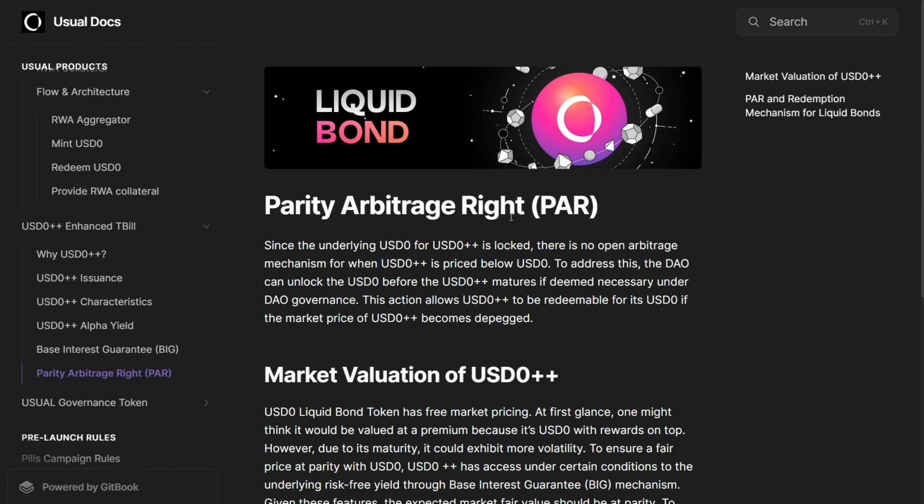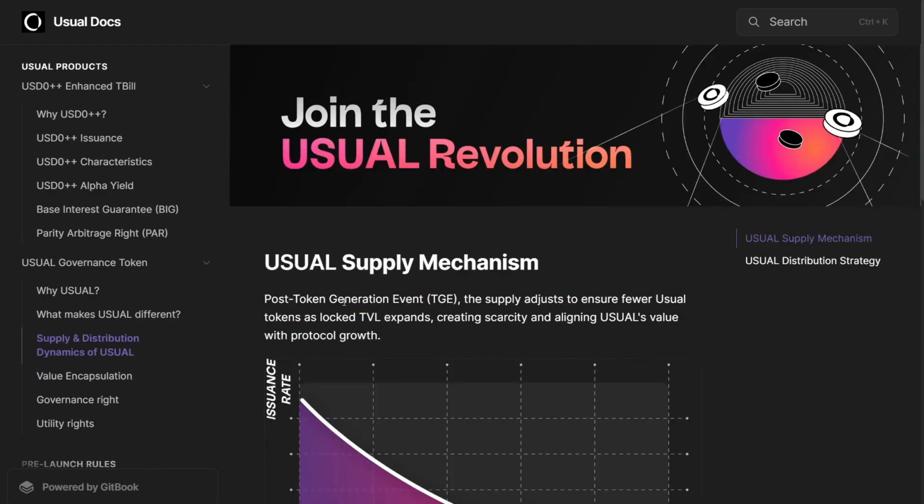Parity arbitrage, right. Since the underlying USD0 for USD0++ is locked, there is no open arbitrage mechanism for when USD0++ is priced below USD0. To address this, the DAO can unlock the USD0 before the USD0++ matures, if deemed necessary under DAO governance. This action allows USD0++ to be redeemable for its USD0 if the market price of USD0++ becomes depegged. This sounds good. And what is a usual token?